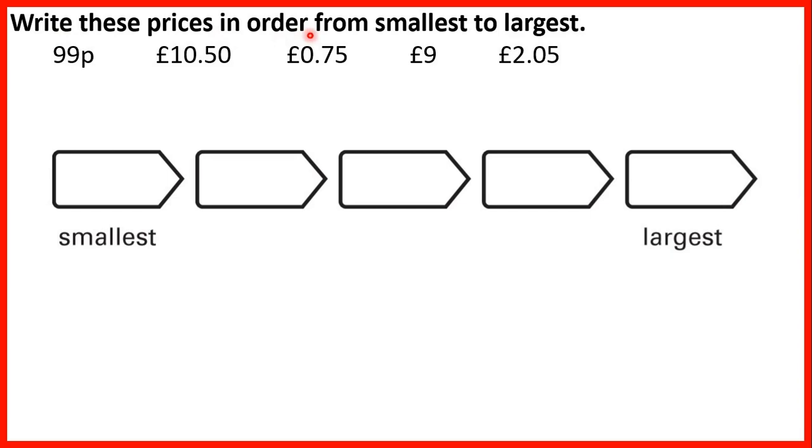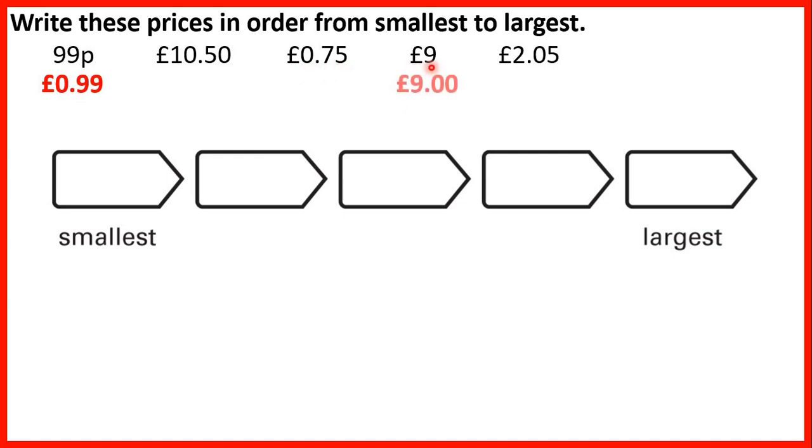Write these prices in order from smallest to largest. So first we have 99 pence, but all of our other prices are written in pounds. So we can write 99 pence as £0.99. Then we have £10.50, £0.75, so that's 75 pence.